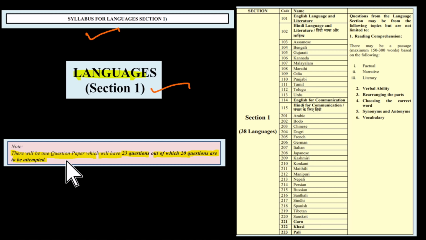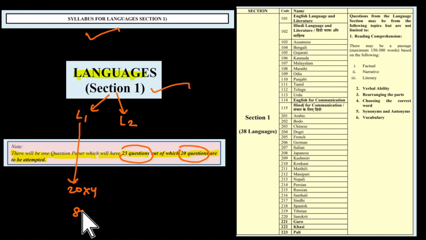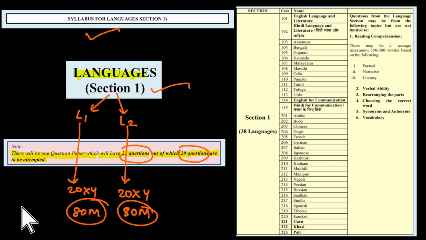So out of section 1 we have to select two languages, language 1 and language 2. In both of them there will be 23 questions and we have to attempt 20 questions. 20 questions multiplied by 4 is 80 marks. Again language 2, 20 questions multiplied by 4, again 80 marks. That is why I am telling you it is very important to select correct languages, because this total adds up to 160 marks, which is going to affect your NCET score to a great extent. So don't make a wrong selection.